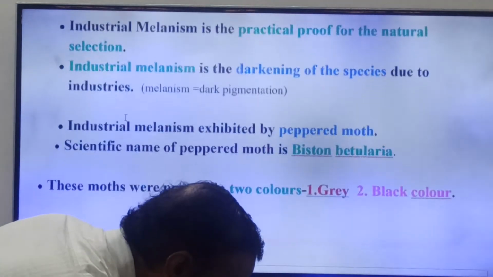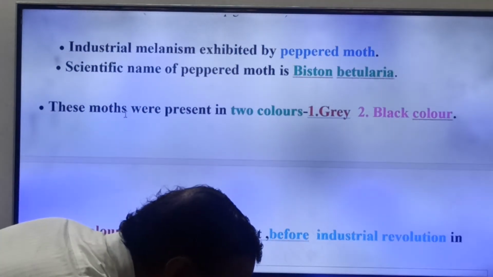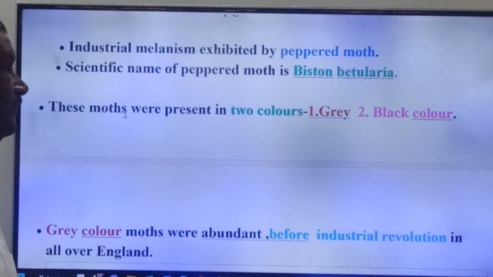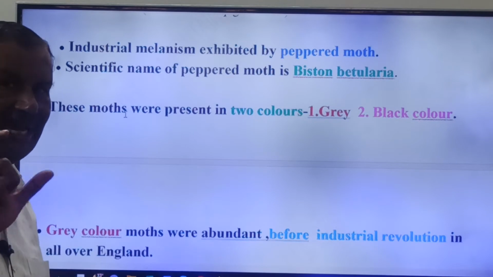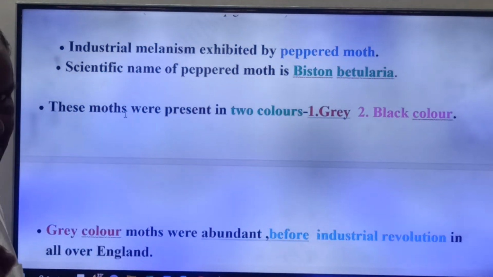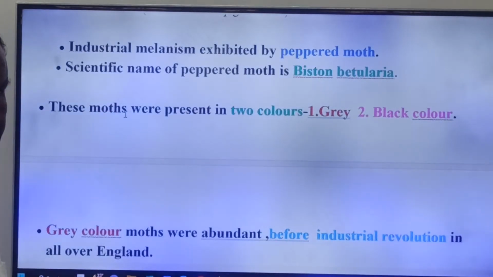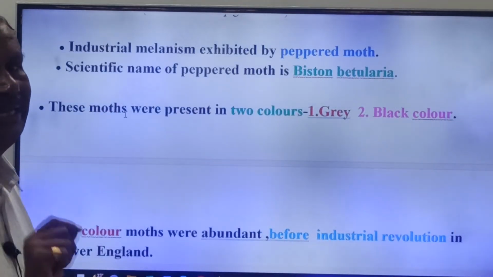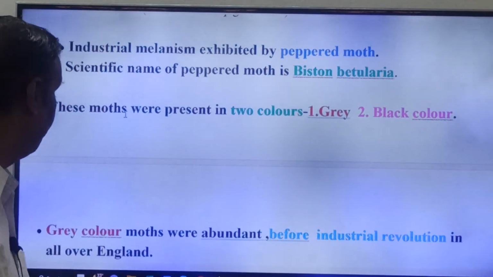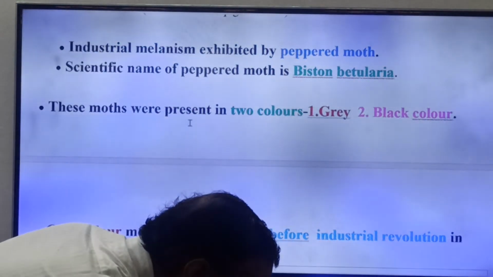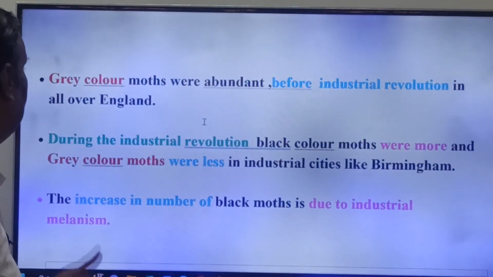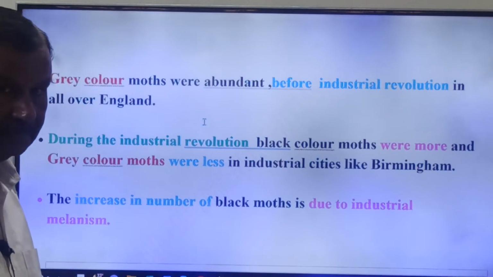Okay, friends. Now, this peppered moth is present in two colors, in two forms. One is grey color and the other is black color. One color is what, friends? Grey color moths. Second one is black color moths. See, friends, grey color moths were abundant before the industrial revolution all over England.